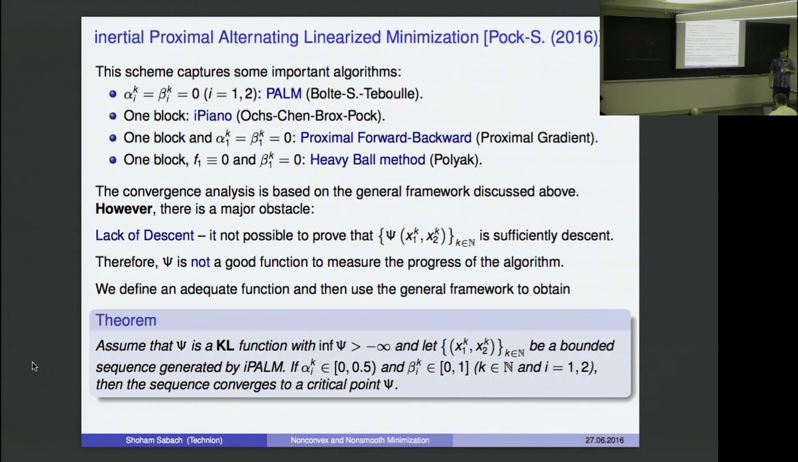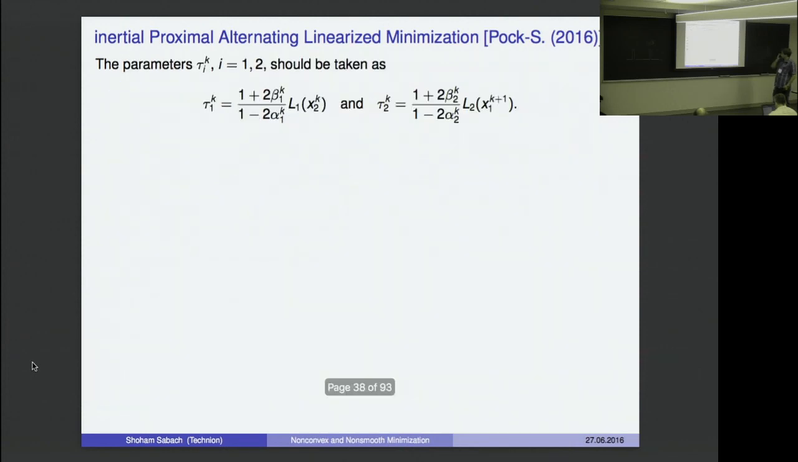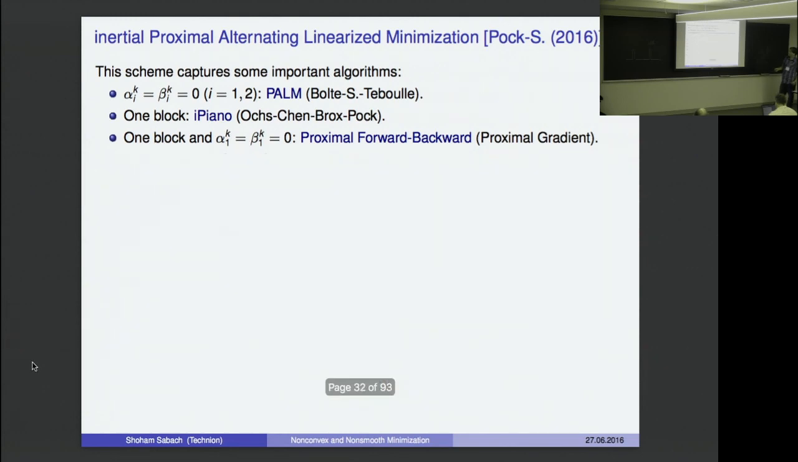But here, in order to get the convergence, we need to restrict our inertial parameters. The alpha parameter must be between 0 and 1/2. The beta could be between 0 and 1, not a problem, but the alpha should be restricted to be between 0 and 1/2. Then you get that IPAL converges to a critical point of the problem. Okay? So, as you can see, the steps of the algorithm, I will show you the algorithm again.